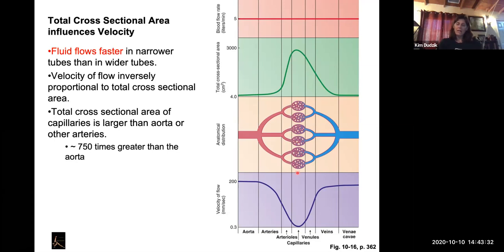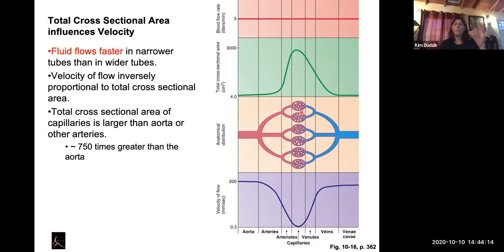So we need the capillaries to have a slower rate of blood flow, a slower velocity of flow. I should say that correctly. So that diffusion is able to occur, okay? So again, it's total cross-sectional area. How much space is in the lumen of all of these blood vessels? And when you add up all the capillaries, it's like it's the largest diameter or cross-sectional area of an artery, bigger than the aorta. So therefore, fluid flows more slowly.